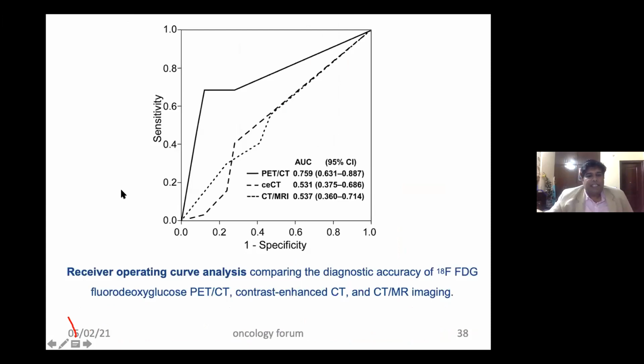And if we see the ROC curve in the subsets of head and neck squamous cell carcinoma, PET-CT has an upper hand over the CT and CT plus MRI alone. PET-CT can detect more sites of primary if we compare with the CT and MRI alone.